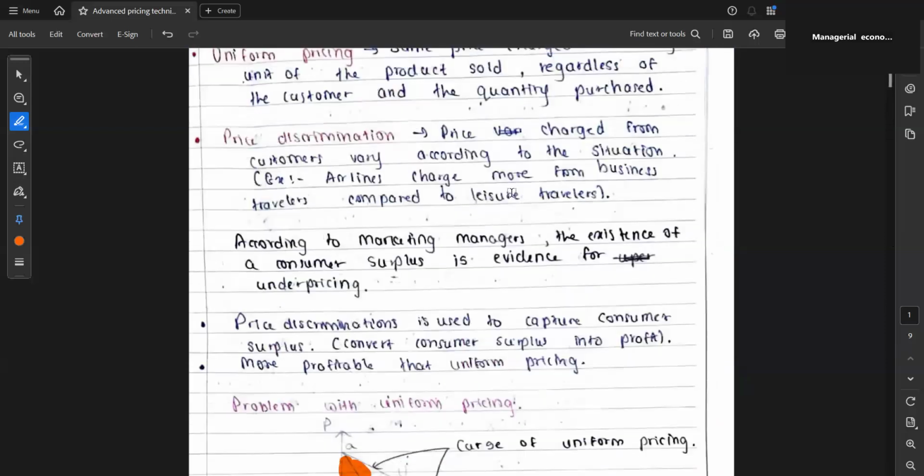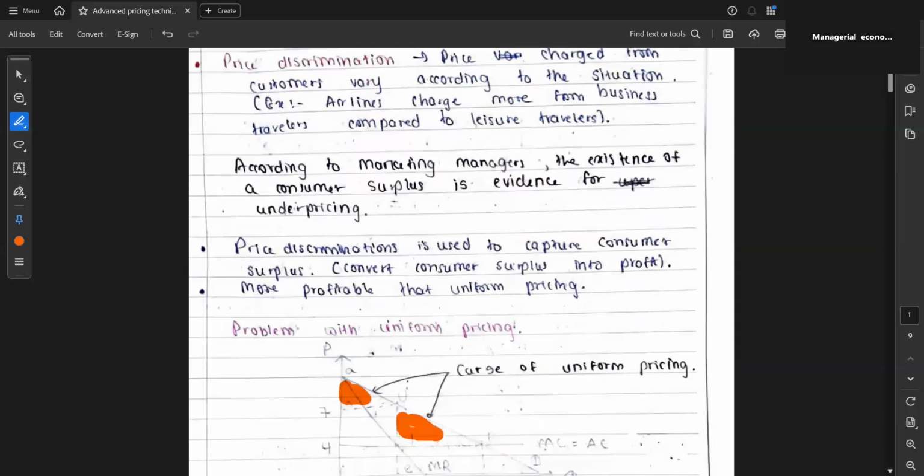Here, airlines are a good example, because airlines charge different prices according to their customers. So the leisure travelers are usually charged a lower price, and business travelers are usually charged a higher price because they have an inelastic demand based on their purpose.